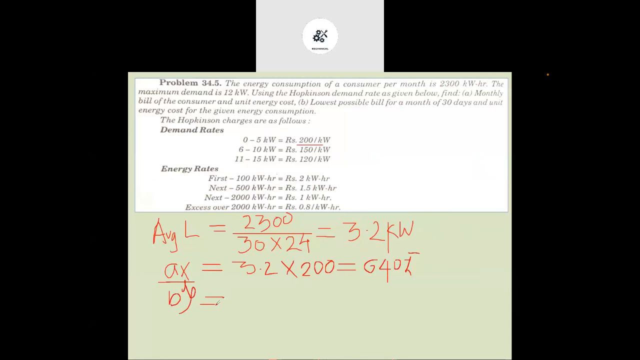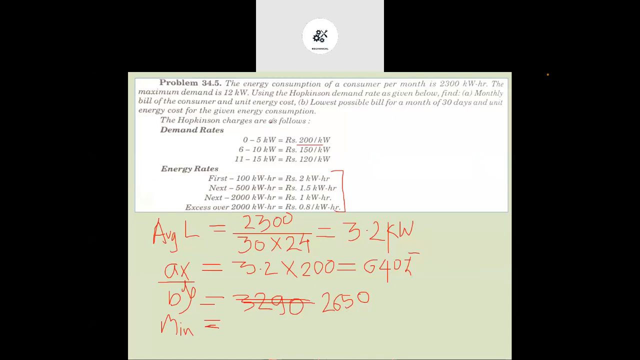Now the next one is to find out the energy consumed by that particular customer. We know the energy consumption is the same, 2300 kilowatt hour, and the total energy rate related to the second term will remain the same, because the ranges will be the same and the consumption is again the same. So the second term will be the same, that is 2650 rupees. Sorry, it is 2650, not 3290. That is the second term.